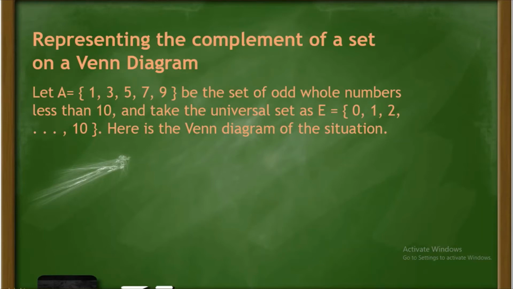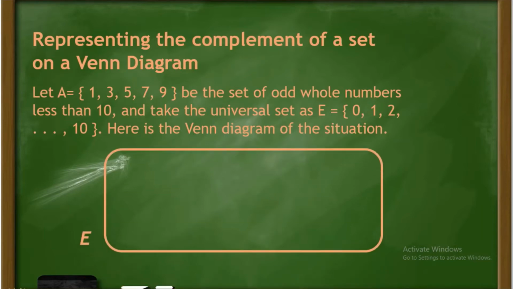First, we have the E, or the universal set. So this is our figure for our universal set that is composed of elements 0 up to 10. And we have also the set A. We have here our set A. And that is composed of elements 1, 3, 5, 7, and 9.